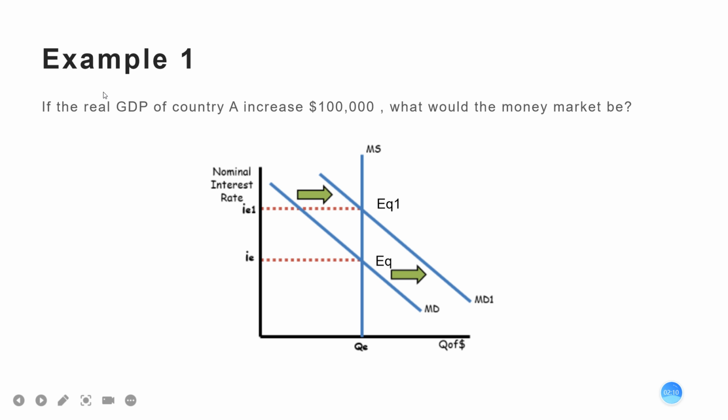So here is example 1. If the real GDP of country A increases by $100,000, what would happen in the money market? As we can see, the old equilibrium is here, and after the real GDP increases, the money demand curve shifts to the right, and EQ1 is the new equilibrium. So the nominal interest rate increases.